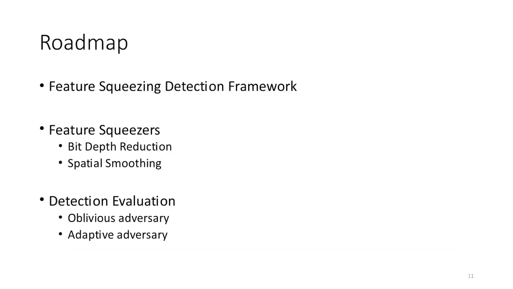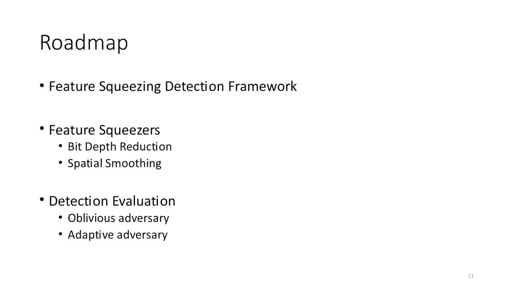So the roadmap of the discussion I want to give today is: I want to introduce this framework first. Then I want to provide some details about the two different types of squeezers we propose to use in this framework, called bit depth reduction and spatial smoothing.